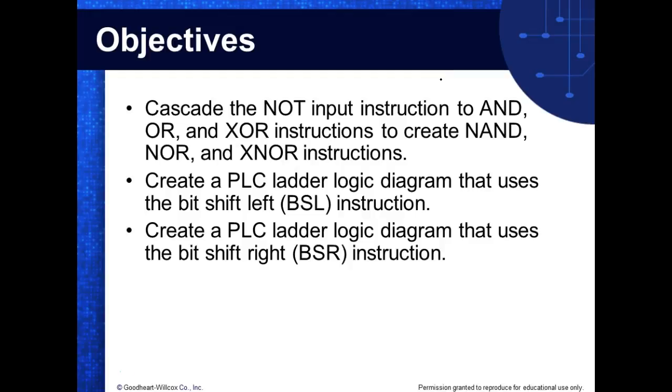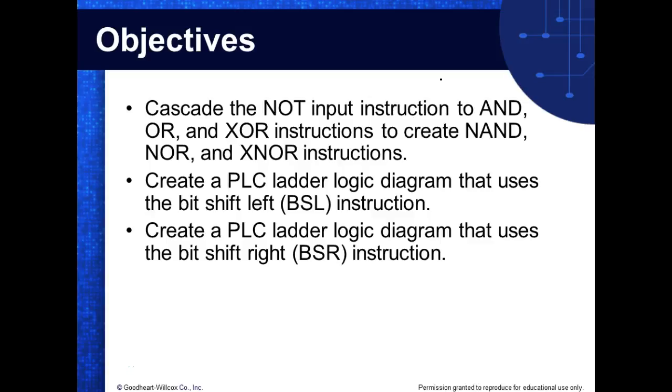Cascade, so the book uses the term cascade, which means we're going to hook them in series. The NOT input instruction to an AND, and we end up with NAND, right? If we NOT the results of an OR, we end up with a NOR. If we NOT the answer to the exclusive OR, then we get an exclusive NOR.